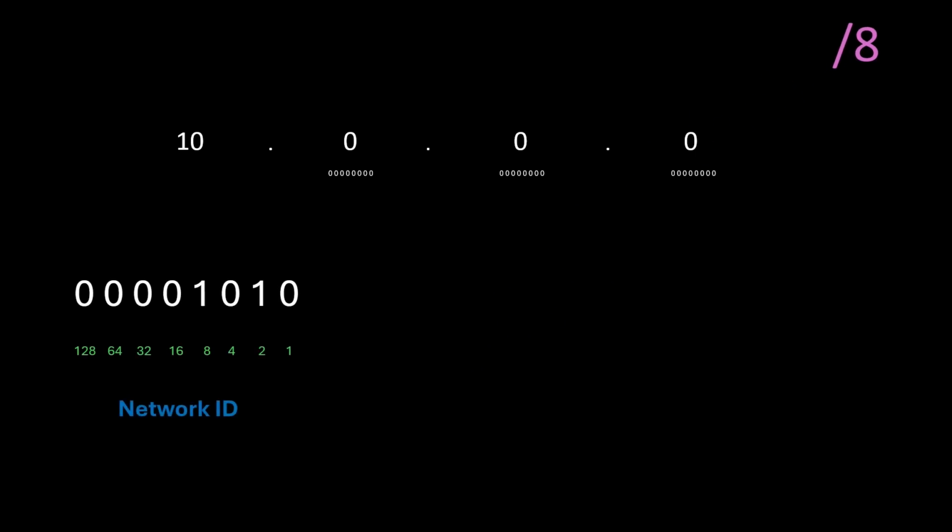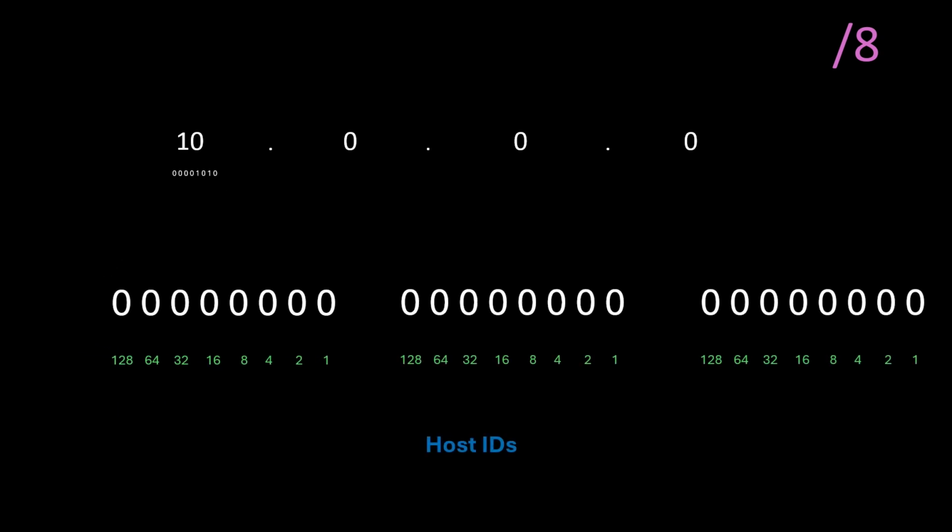A /8 informs us that the first 8 bits of the IP address are the network portion. Think of this as the family names like Jones or Smith. These names identify family groups in the same way network IDs identify network groups or IP ranges. The remaining 24 bits are the host bits.